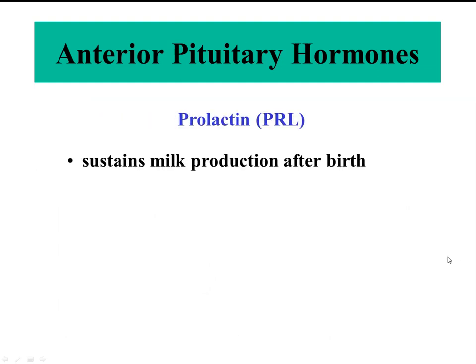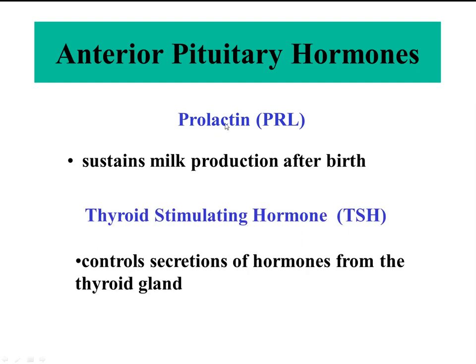Another anterior pituitary hormone is prolactin. It sustains milk production after birth. Prolactin also, well, that's the main thing. Its target cells, since it sustains milk production after birth, would be in the breast, the mammary glands. Thyroid stimulating hormone, of course, the target cells would be in the thyroid. It helps to stimulate the thyroid to produce hormones.